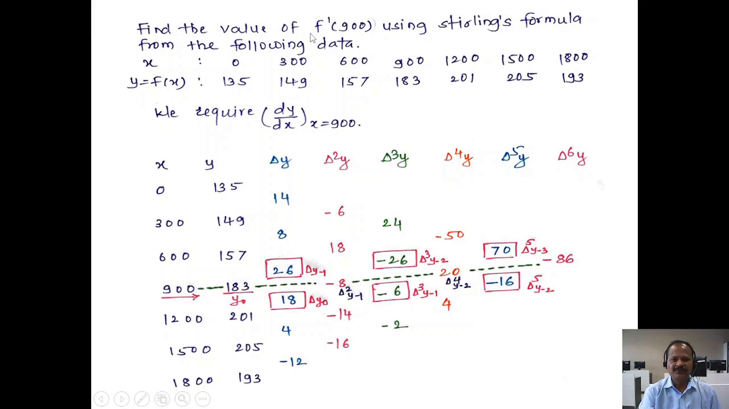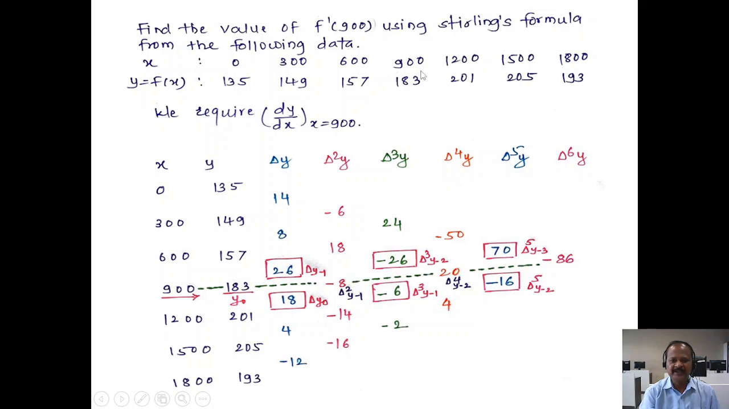Find the value of the first derivative f dash 900 as well as the second derivative f double dash 900 using Stirling's formula from the following data. Values of x and y are given. X is 0, 300, 600, 900, 1200, 1500, 1800, and corresponding values of y are given. Now we are using Stirling's formula and we have to find the first and second derivative at 900.